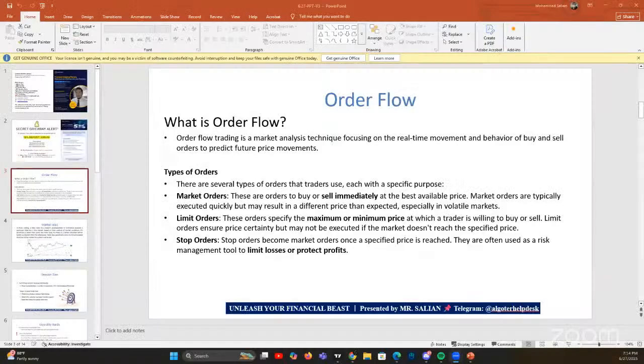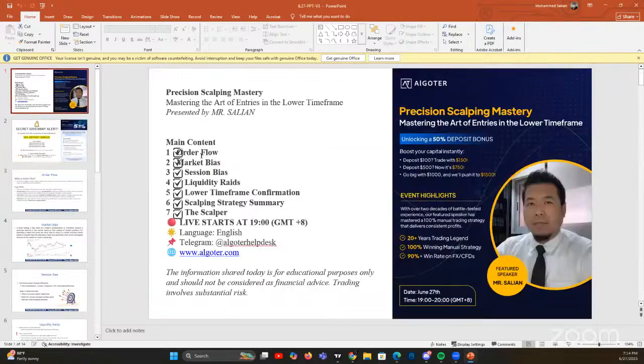So order flow. What is order flow? Any idea? Sorry, my screen, oh my God. Okay, I think you can see it now. Sorry, I'm really sorry. Going back. So we are going to discuss order flow, market bias, session bias, liquidity raids, lower time frame confirmation, and the strategy, how to properly scalp and know what to do when trading.